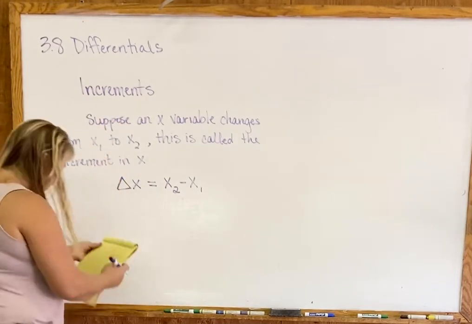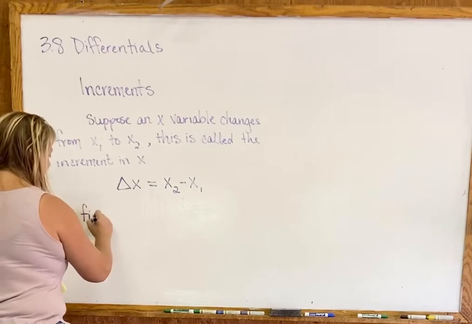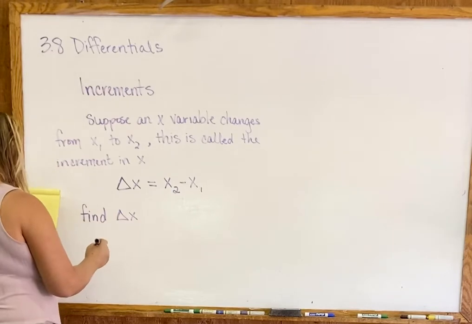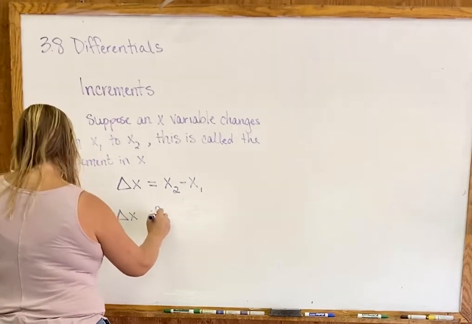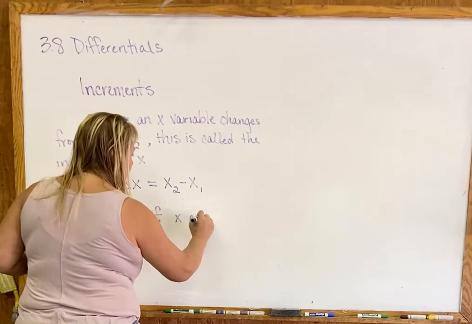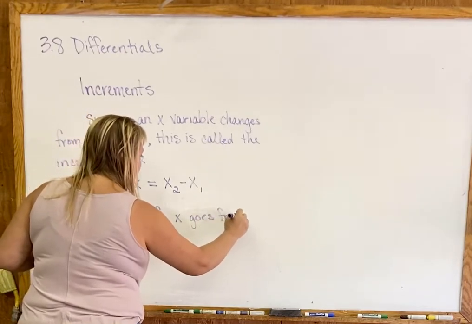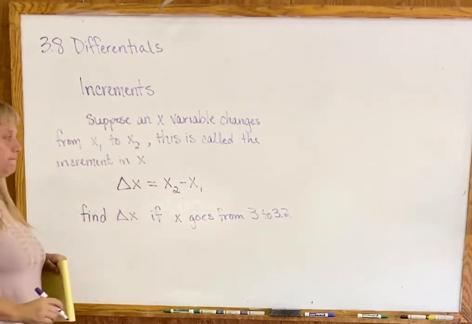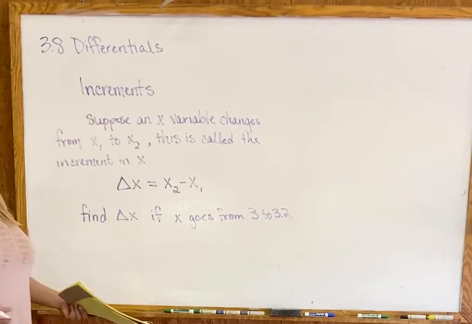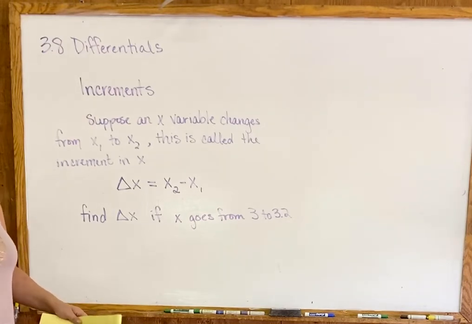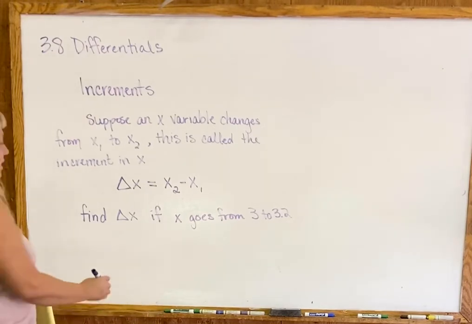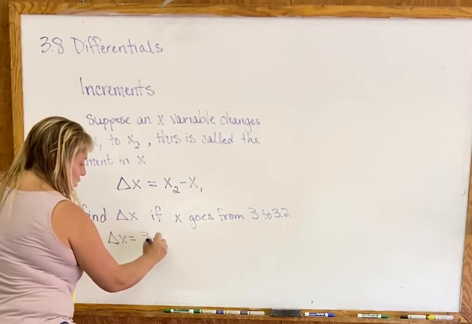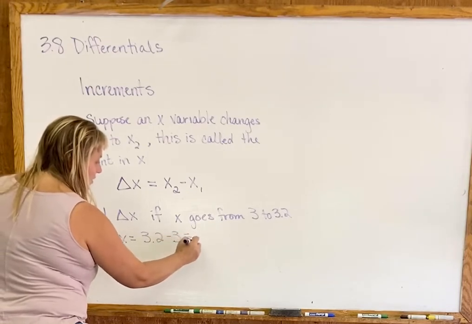So let's say it said, find the change in x, or the increment of x, if x goes from 3 to 3.2. I know at first you might be thinking, oh my God, I know how to do subtraction, I know what the difference is there, but just go with me. So the change in x is going to be 3.2 minus 3, which is 0.2.